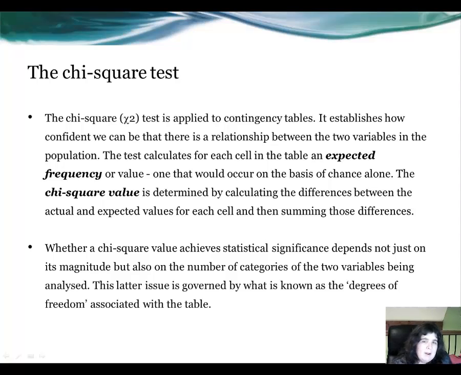The chi-square value is determined by calculating the differences between the actual and expected values for each cell and then summing those differences. Don't worry, SPSS will conduct a chi-squared for you. You don't have to get out the paper and pen. Whether a chi-squared value achieves statistical significance depends not just on its magnitude, but also on the number of categories of the 2 variables being analysed. This latter issue is governed by what is known as the degrees of freedom within the table.